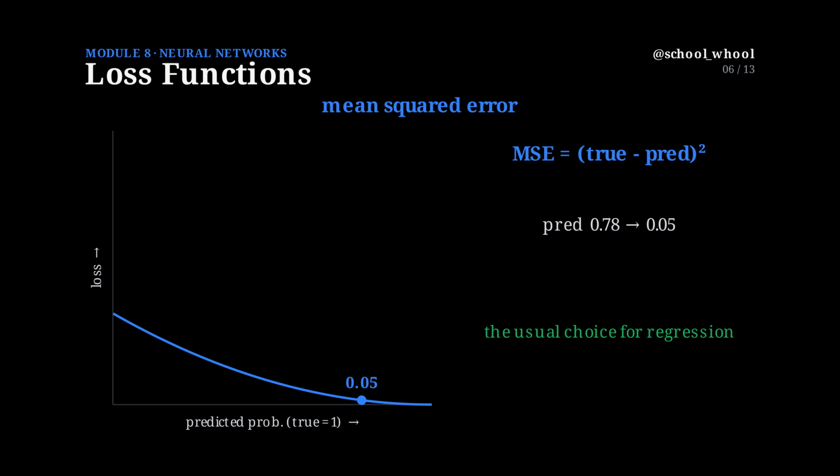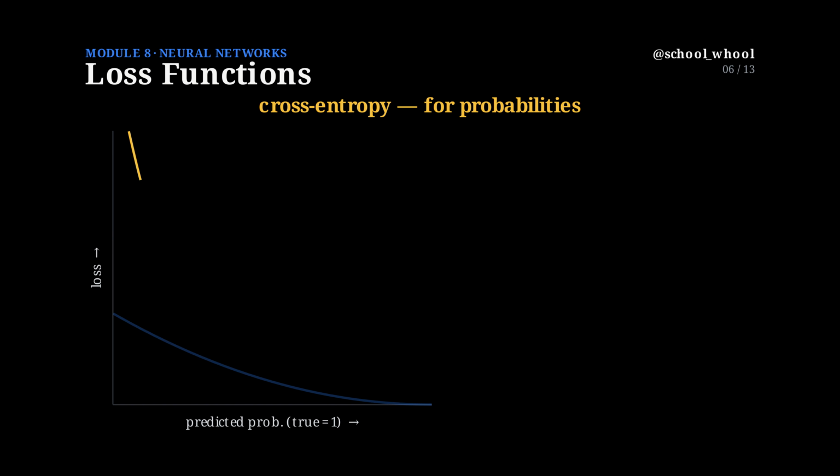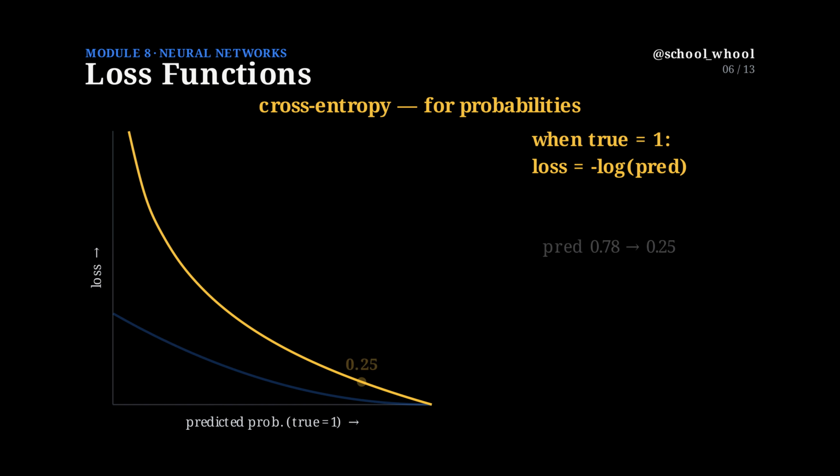For classification, where the prediction is a probability, we usually use cross-entropy instead. When the true answer is 1, the loss is minus the log of the predicted probability. For 0.78, that's about 0.25. Notice its shape. As the prediction drops towards 0, the loss shoots upward. It gets very large when the model is confidently wrong.